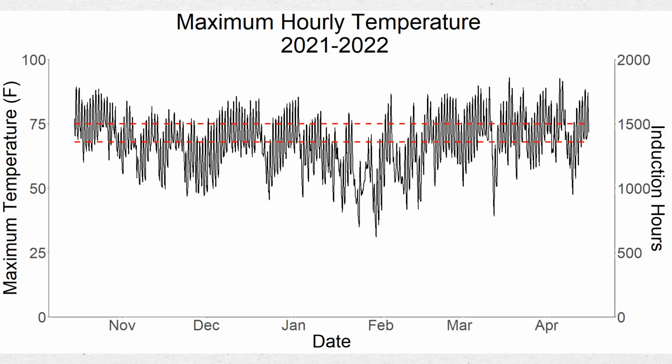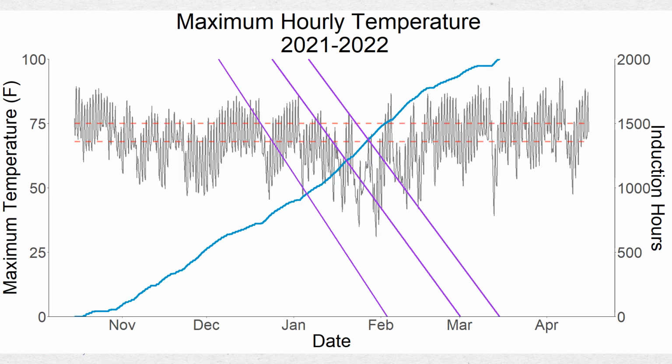Next, let's take a look at the weather data during the induction hour accumulation period to see how temperature was affecting differentiation start dates. In this graph, the dates can be found on the bottom x-axis. The maximum hourly temperatures are measured along the left y-axis. The jagged black line represents the maximum hourly temperature throughout the whole induction hour accumulation period. The two dotted red lines represent temperature cutoffs. The top line is at 75 degrees Fahrenheit, while the bottom line is at 68 degrees Fahrenheit.